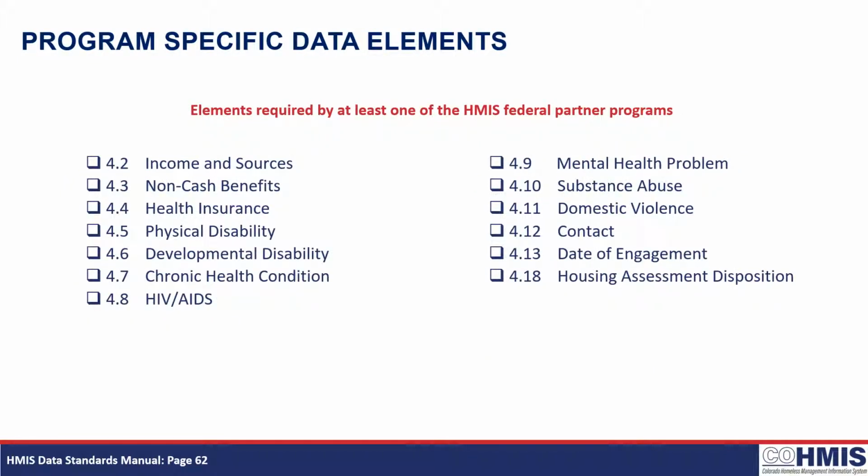In addition to the universal data elements, we'll also talk about the program-specific data elements, which are required by at least one of the federal partner programs. So the items you see listed on your screen might not apply to your program, but by and large, most projects do track how much income the client makes, whether they have any non-cash benefits or health insurance, whether they have any of these specific disabilities, or whether they have experienced domestic violence. We'll get into each of these items a little bit later in the presentation, but again, these are things that are required by at least one of the federal partner programs.